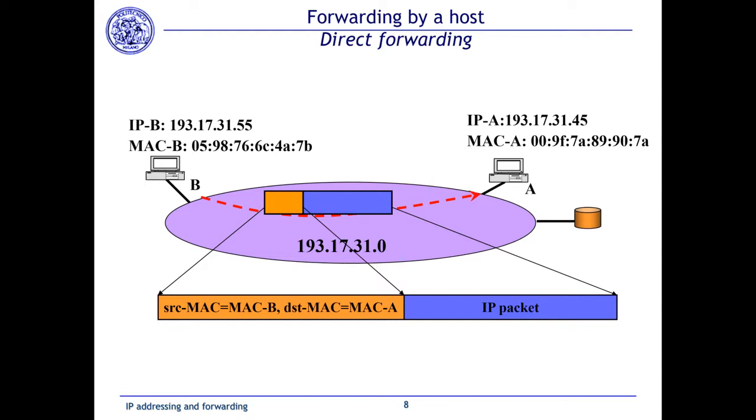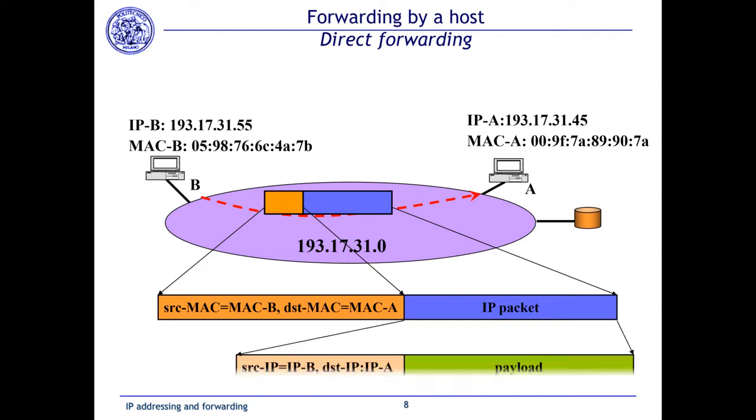Inside the payload you find the packet. In the packet you have the IP header, which contains the destination IP address of A and also the source IP address, which is the address of B. Okay. So this is direct forwarding, when you are sending a packet from one source to a destination belonging to the same network.